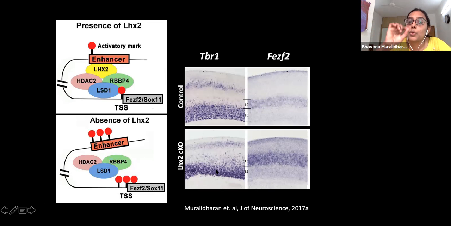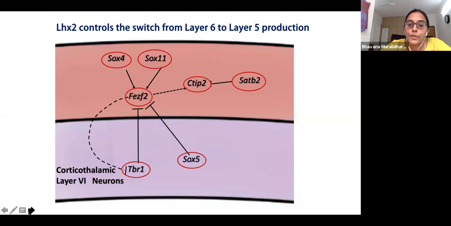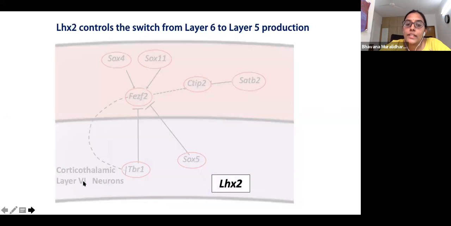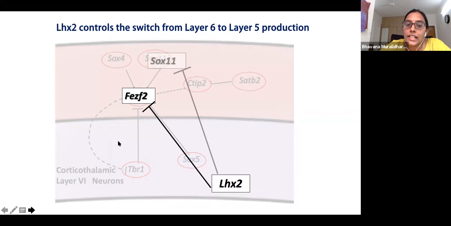And this is what happens if you knock off certain transcription factors, and these transcription factors regulate the timing. So what LHX2 is doing is regulating the timing of layer 6 to layer 5 production. So at the time of layer 6 neurogenesis, you definitely need to keep FESF2 and SOX11 repressed. I told you how if SOX11 was expressed, you would get activation of FESF2. LHX2 is keeping SOX11 repressed, which in turn cannot activate FESF2 at the time of layer 6 production. And this is one of the switches which I studied in this developing primordium.